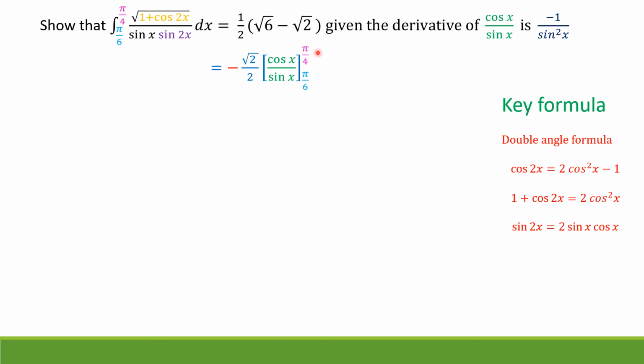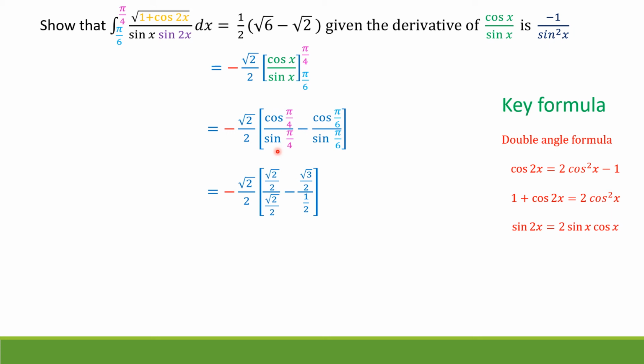So I always substitute in the top limit first, so pi by 4, then take away with pi by 6 in. So substituting pi by 4 in, I'm going to get cos x, which becomes cos of pi by 4, divided by sine x, becomes sine of pi by 4, minus cos x, which becomes cos of pi by 6, divided by sine of pi by 6 using the bottom limits. From here, we're just going to type the values into the calculator. You can do it in one stage if you like, or I've done it separately, so worked out each of these 4 values separately.